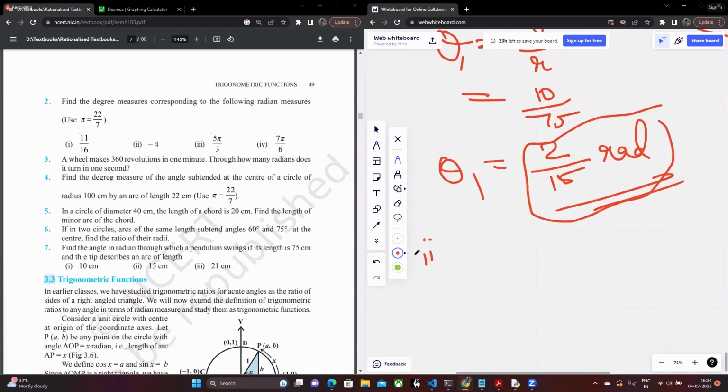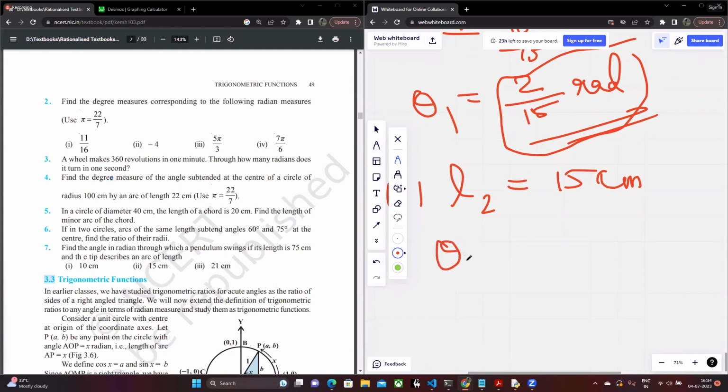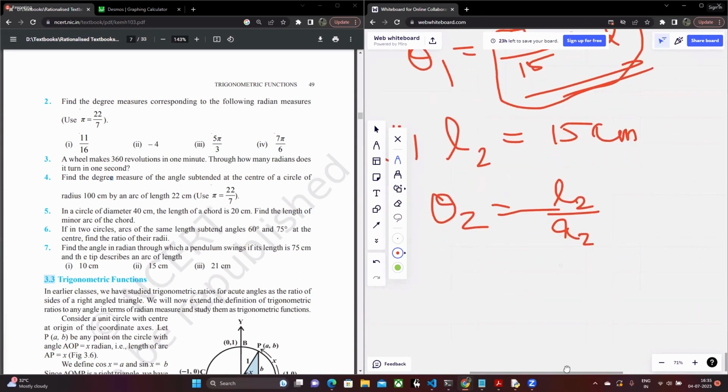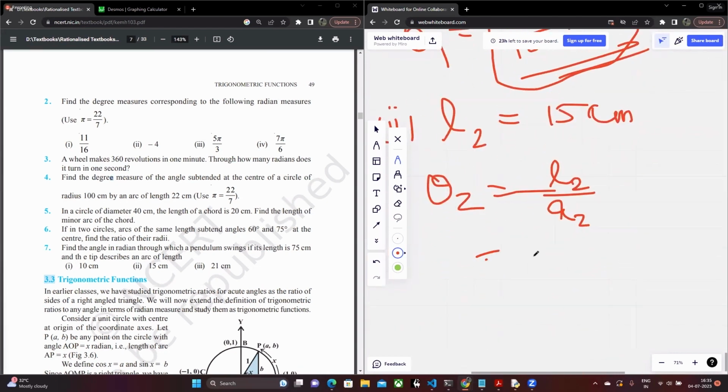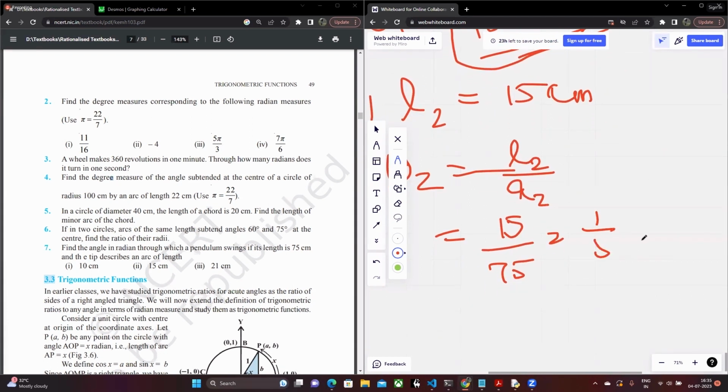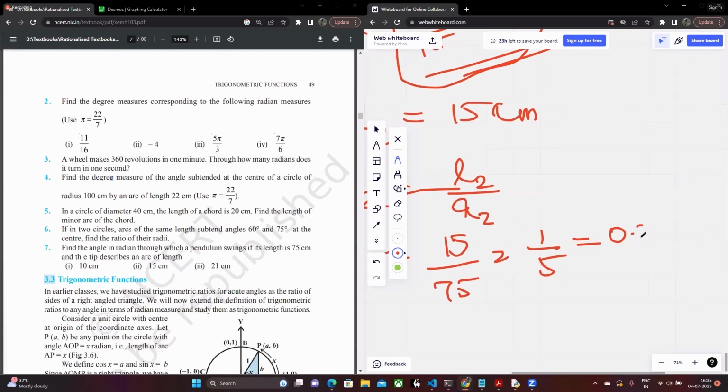For the second subpart, your L2 is going to be equal to 15 centimeters. That means theta 2 is going to be L2 divided by R, which I'll directly substitute. This is 15 divided by 75, which is basically 1 by 5, that is 0.2 radians.